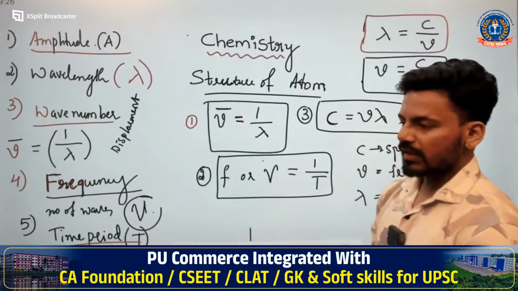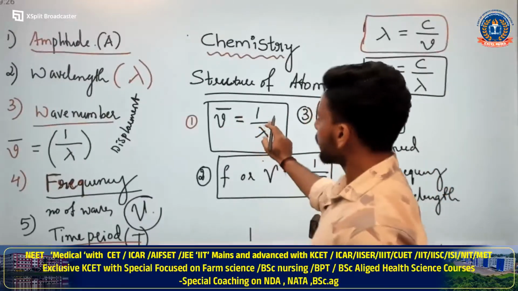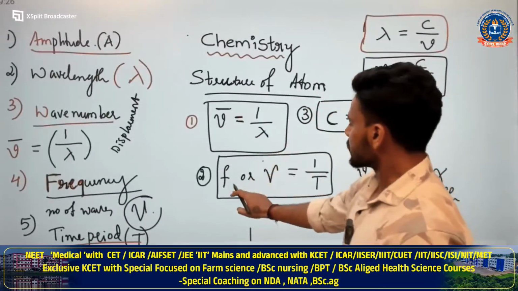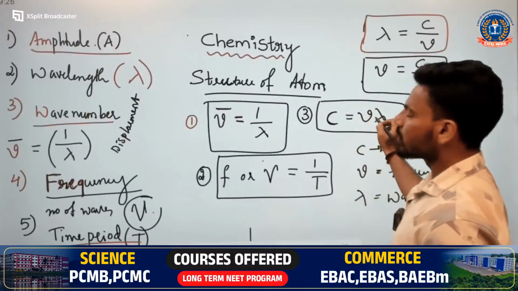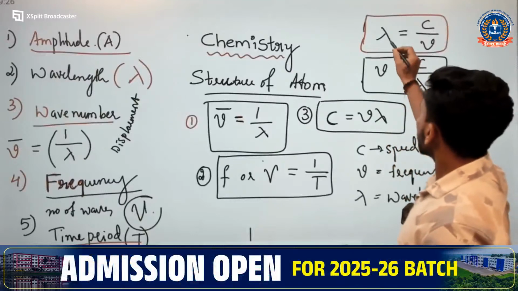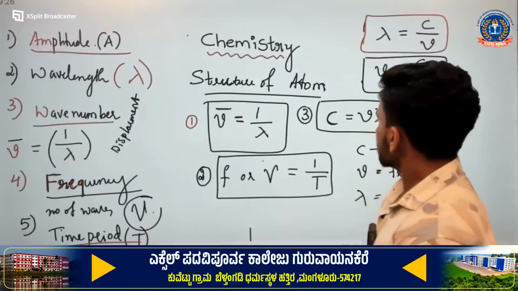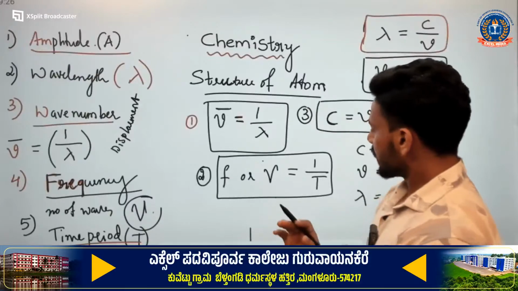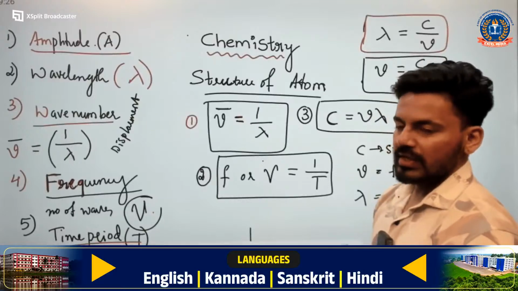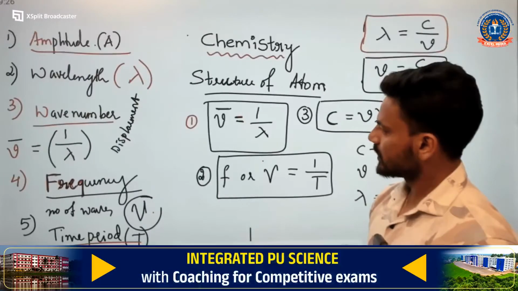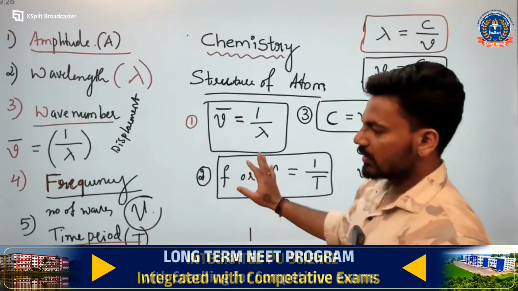Okay, so these are the relationships. One is wave number is equal to 1 by lambda. Next, frequency is nothing but 1 by time period. C is equal to nu lambda. Lambda is equal to C by nu. Nu is equal to C by lambda. All these are relationships, how they are related to each other. Is it clear for everybody? Are all these terms understood by everyone? Okay, is it clear?